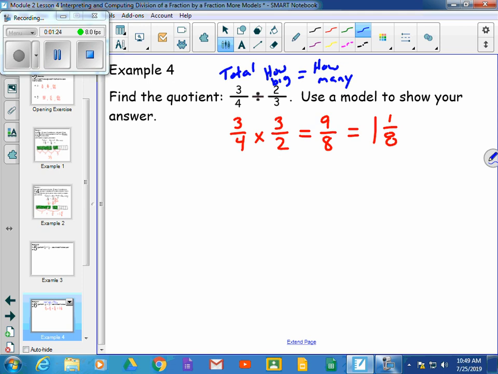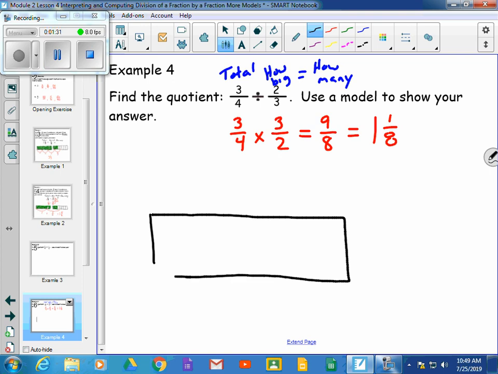I'm going to begin by drawing my total, 3/4. To do that, I've split it into 4 pieces, and I'm going to color in 3 of those pieces.